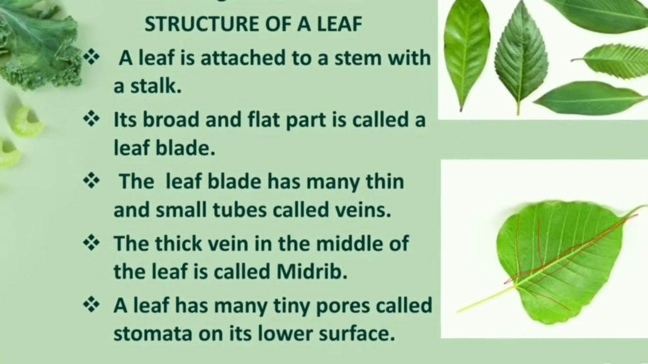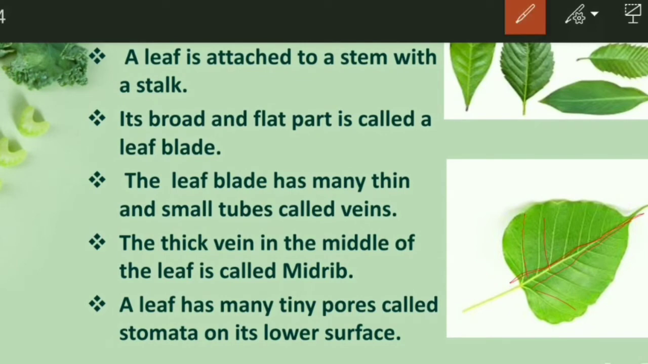A leaf is attached to a stem with a stalk. This part is known as the stalk, to which it is attached to the stem. Its broad and flat part is called the leaf blade. This part is the flat and green part. This is known as the leaf blade. The leaf blade has many thin and small tubes called veins. These are the veins. The thick vein in the middle of the leaf is called midrib. Now this one which is in the middle, this is the midrib.